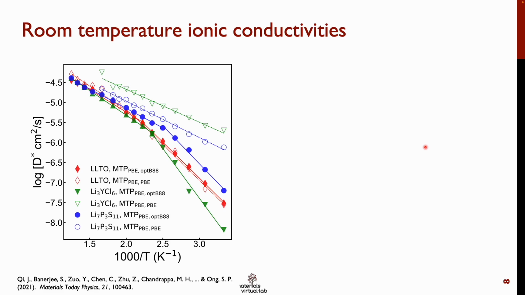Then we use the moment tensor potentials to simulate ionic conductivity in those three lithium superionic conductors. Here I give you the Arrhenius plot simulated by those six MTP potentials. And you can see that, interestingly, we observe a transition of activation energy at around 400 to 500 Kelvin by the potentials trained with energy and forces generated by the OPTB88 functional.